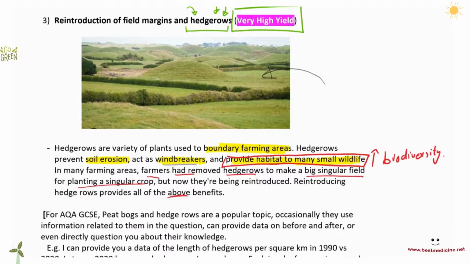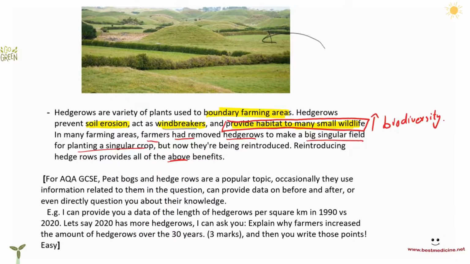Now, for AQA, I can't emphasize this enough. For AQA GCSE, peat bogs and hedgerows are popular topics, so occasionally they use information related to them in a question. The more familiar you are with what a peat bog is and what hedgerows are, the more confident you will feel about that question. They can provide data, before and after, or even directly question you about their knowledge.